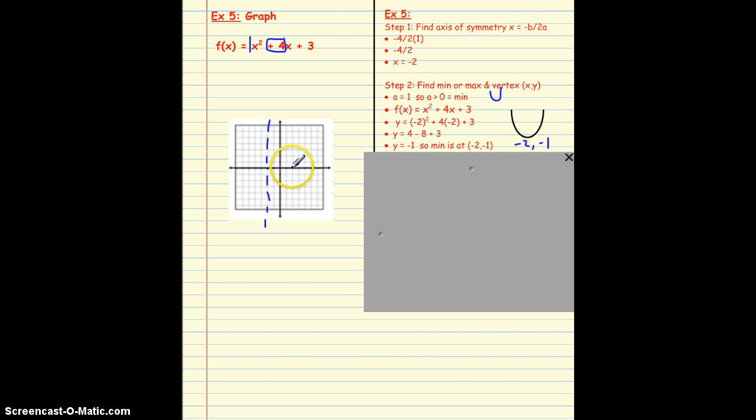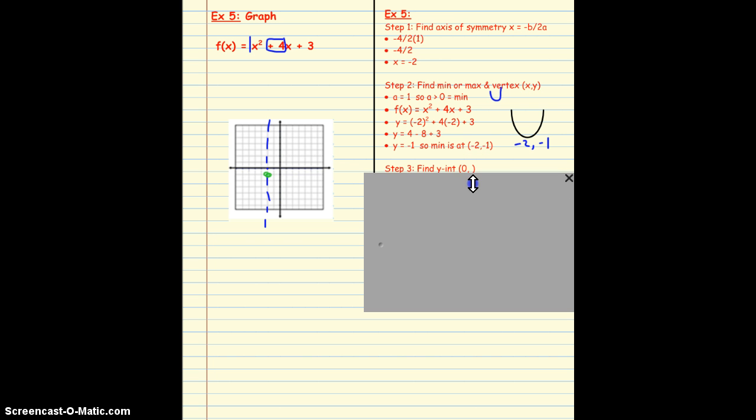So if we go to the graph, we go to negative 2. Let me grab a different color here real quick. We're going to go to negative 2, negative 1. Right here is going to be our minimum of our graph.